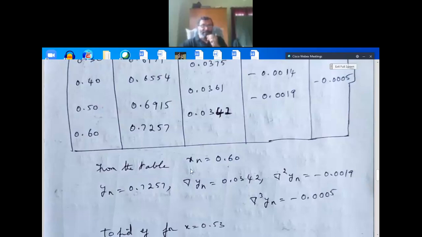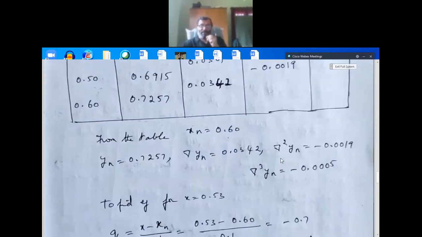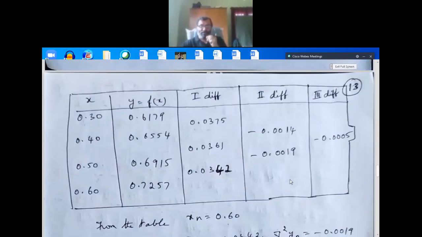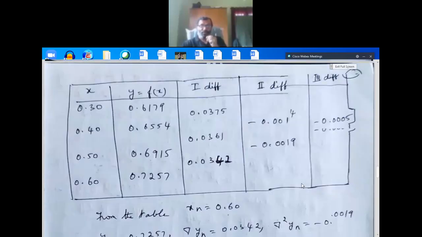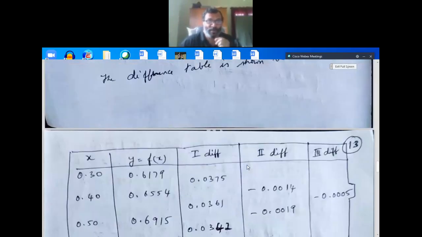Then we take this del yn, the reverse of forward difference, del first difference, it is 0.034, then del squared yn. Again, now we take the last values. In forward difference we took the leading values. Now we take the last values, minus 0.0019, and the last table is third difference. Del cubed of yn is minus 0.0005. Now to find the value of y for x equals 0.53, that is the question.